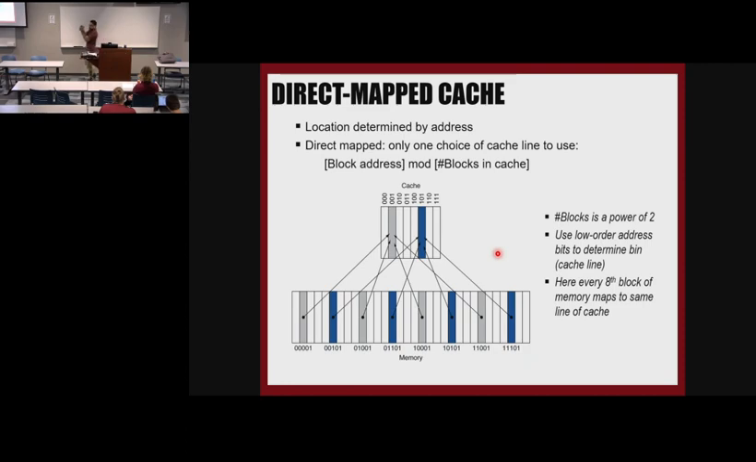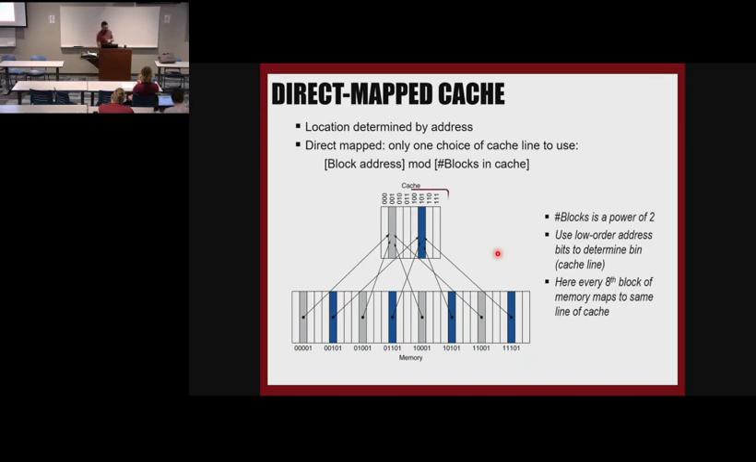So every location in the main memory is connected to a specific location in cache, and that doesn't change. That is why it's called direct map. Okay. But how can we find the address? It's through the mod operation. So what does it really mean?